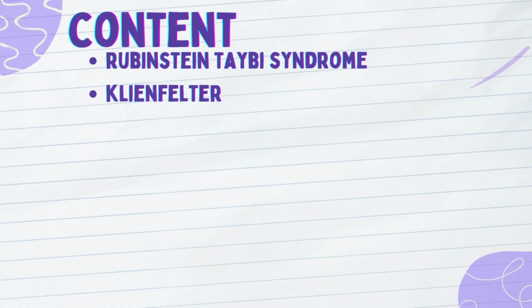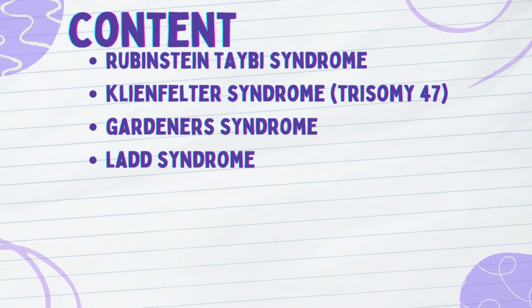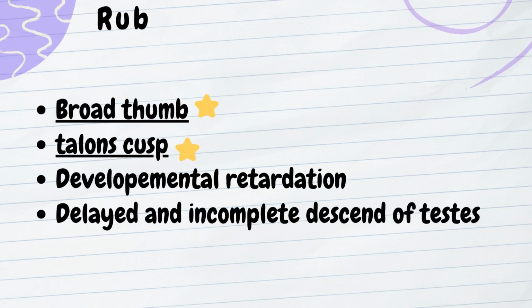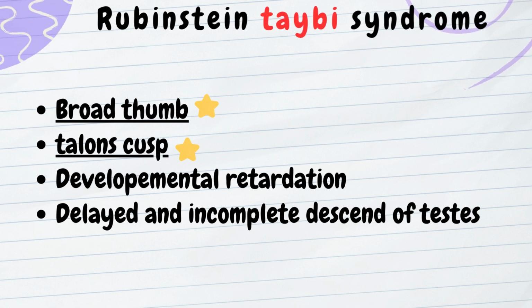So today we are going to learn about Rubinstein-Taybi syndrome, Klinefelter syndrome, Gardner syndrome and Ladd syndrome. So, what is Rubinstein-Taybi syndrome? In this syndrome, the patient has broad thumb, talon cusp, developmental retardation, delayed and incomplete descent of testis. Now, the point to remember is that broad thumb and talon cusp are very important for this syndrome.